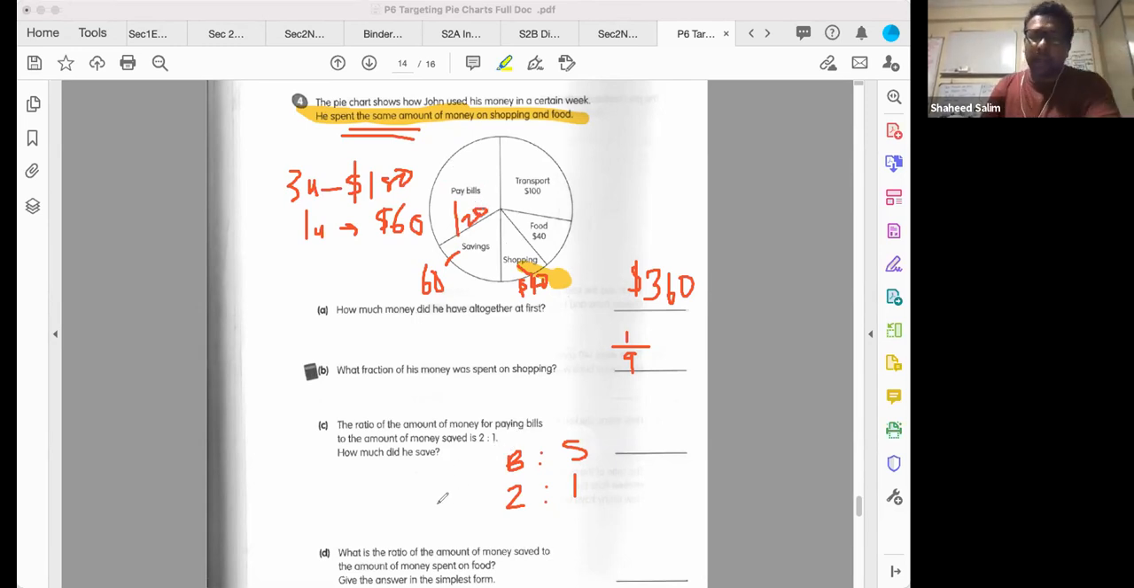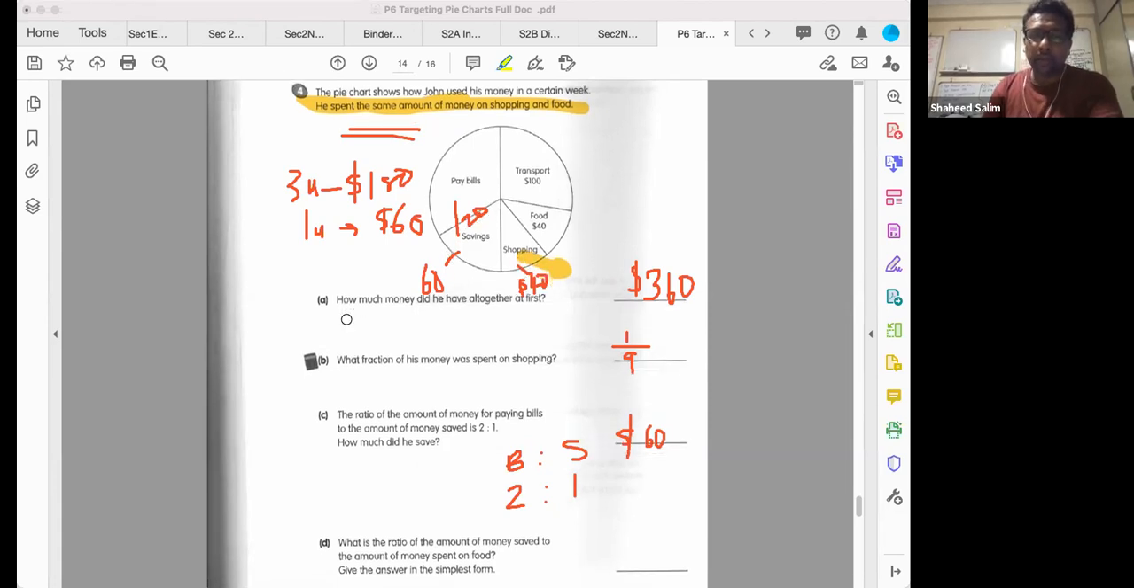Okay. You try now the last one. So the answer down here is 60, yeah? Okay, we do the last one now. What's the ratio of the amount of money saved to the amount of money spent on food? Save to spend on food. 60 to 40. Bring it to lowest terms. Divide by 2. 3 is to 2.